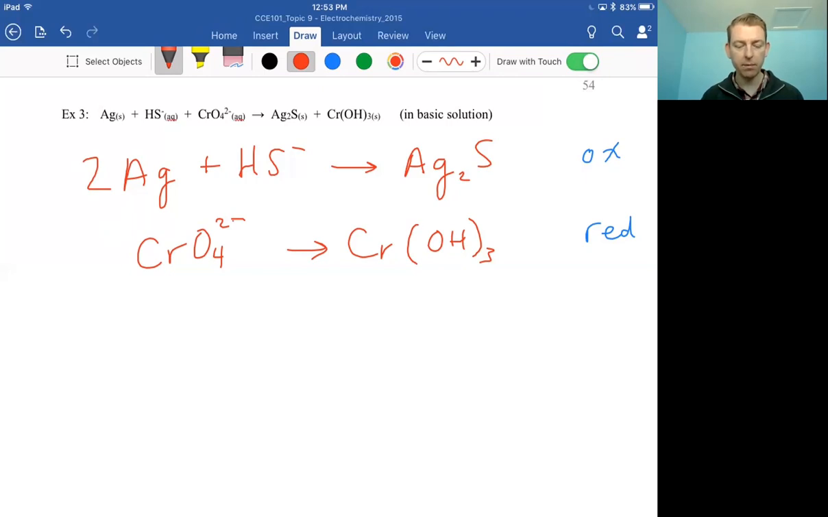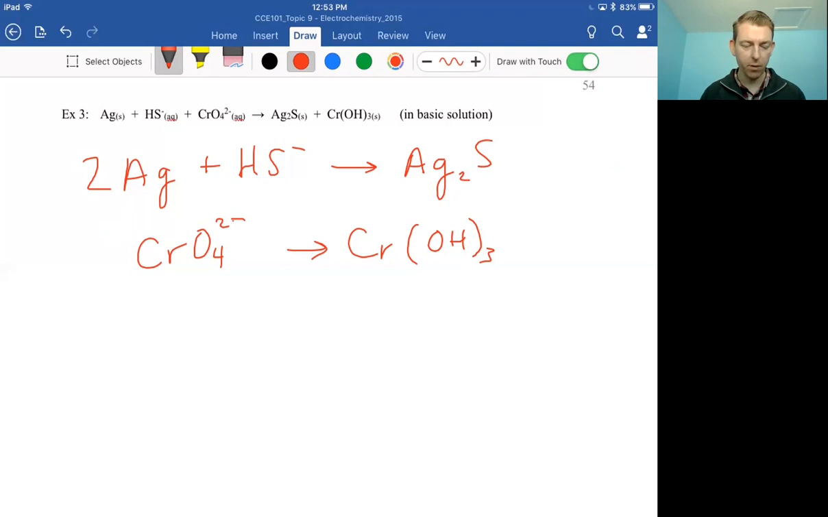On the bottom line, chromium is good across the way. Oxygens and hydrogens we're not worried about. Okay, so that's step 2 done. Step 3, we want to balance out the oxygen. No oxygen in the top row, so we don't have to worry about it there. Bottom row, what do we got?